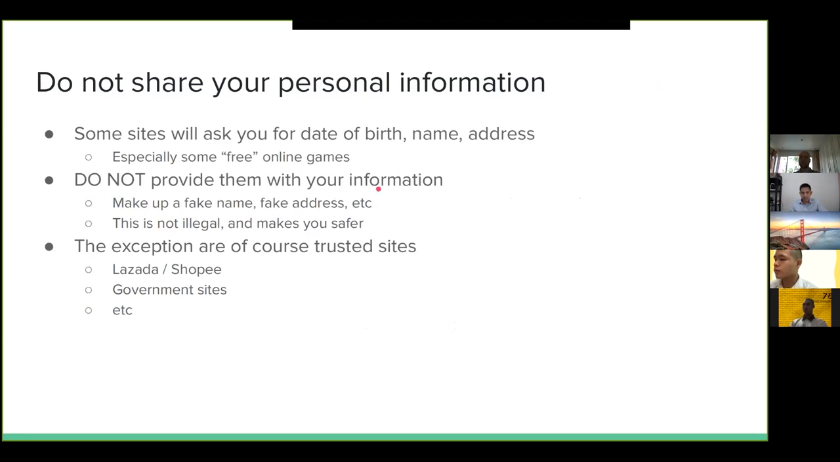Personal information: date of birth, name, address. Some sites ask you for it. Maybe some free online game says if you want to play, you put date of birth, name, address, and then you can play. Never give them this information. Make up a fake name, make up a fake address. It's not illegal and makes you safer online. Of course, the exceptions are trusted sites like Lazada, Shopee, government sites, etc. But if you don't need to provide it, just make a fake one. Don't put your real one.